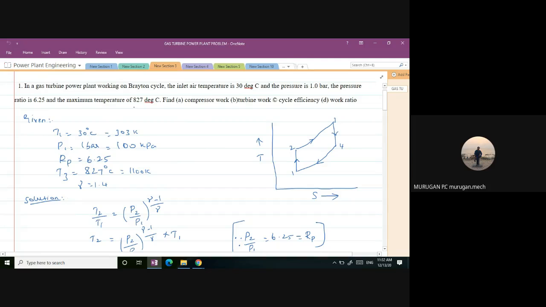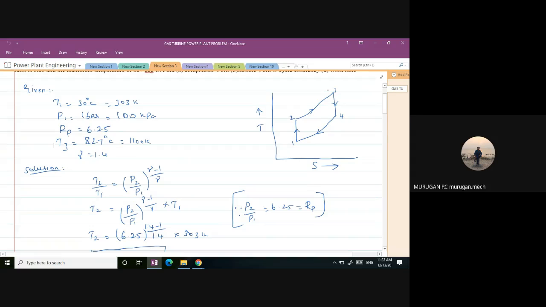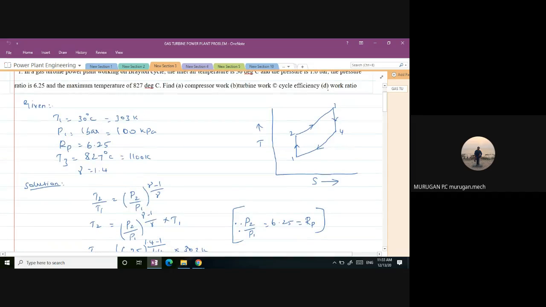The maximum temperature is 827 degrees Celsius. In the Brayton cycle, the point where we get the maximum temperature is the third point. So we write T3 as 827 degrees Celsius, and converting into Kelvin, we have 1100 Kelvin. Whenever the gamma value is not given in a problem, we can assume it as 1.4. So we have to find out the compressor work, turbine work, cycle efficiency, and the work ratio.